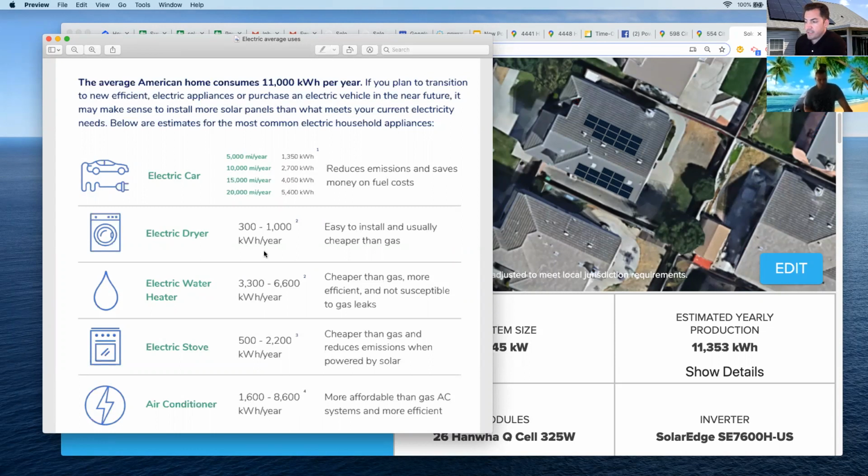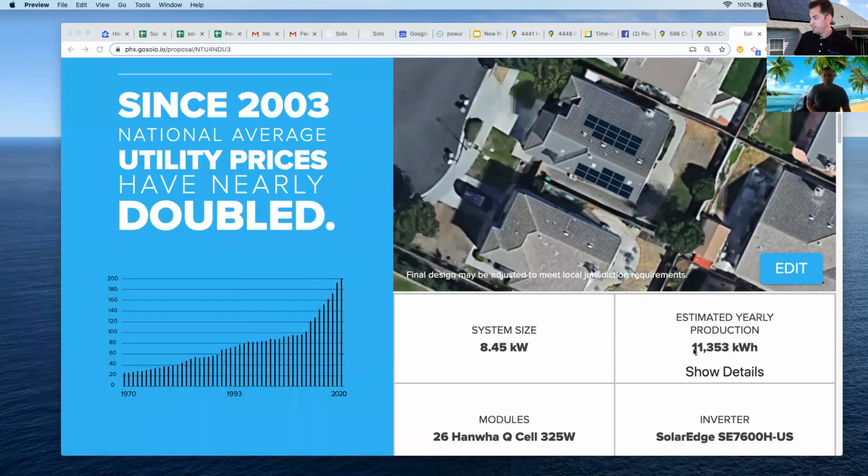And again, this is just a range of electricity. The average home consumes 11,000 kilowatts per year, guys. So just keep that number in mind. It just so happens that we happen to be at 11.3. So that's a coincidence. That's a good sign. But let's keep going.